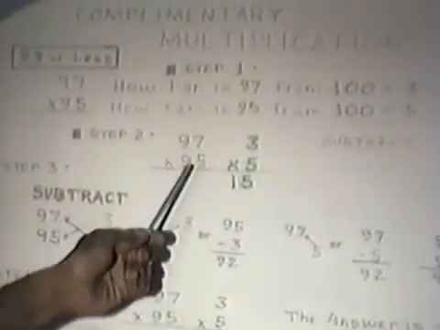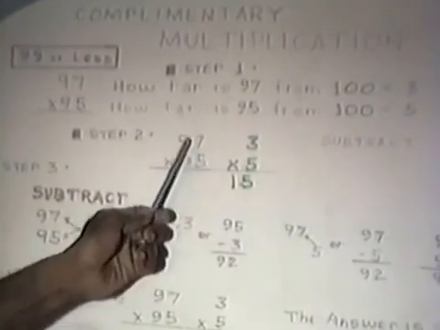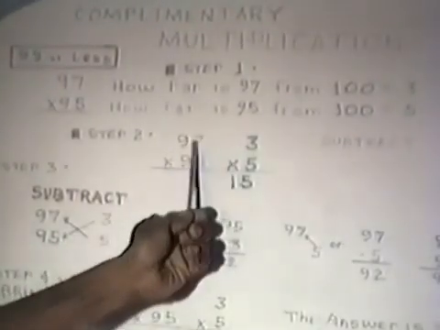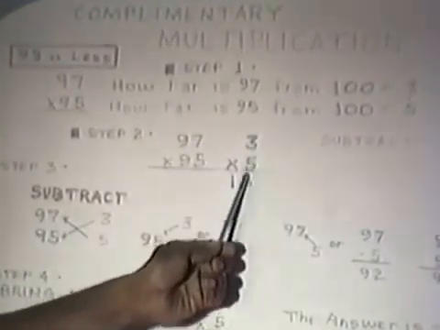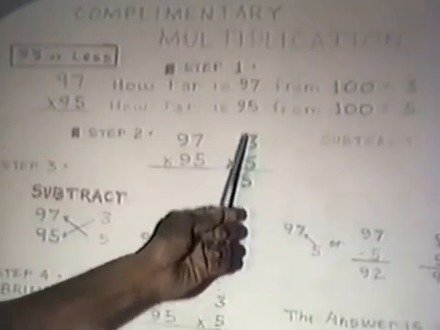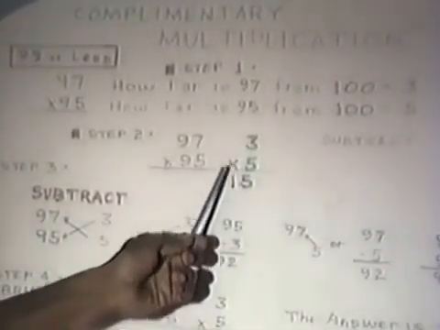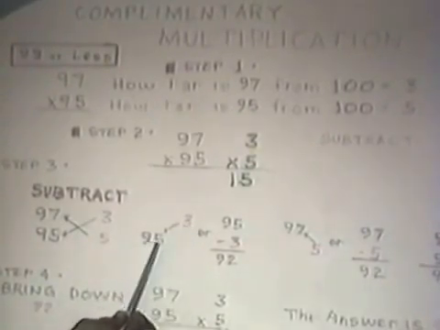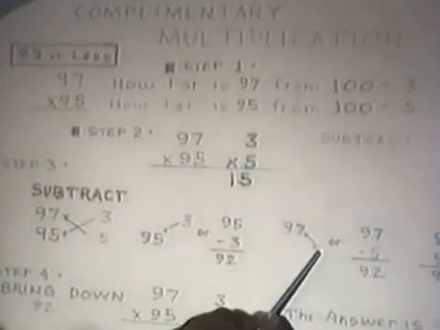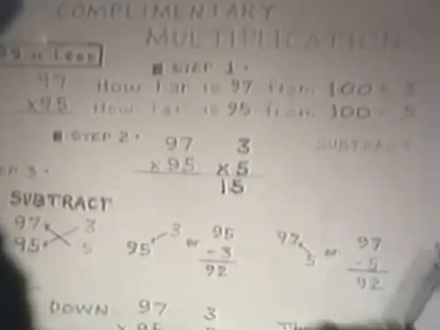Second step in finding the answer to 95 times 97: we found out how far they are from 100, 3 and 5. So we multiply the 5 times the 3 and we get 15. In the third step we cross subtract. We subtract the 3 from the 95 and we get 92. Then we subtract 5 from the 97 and we get 92.